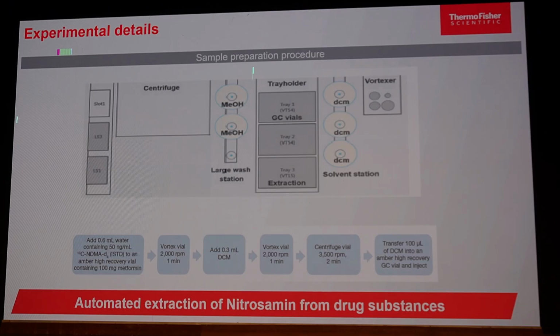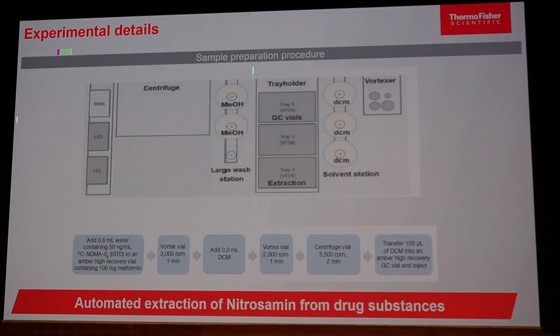The workflow is the same as what we have seen for metformin. We add 0.6 ml of water to a vial containing 100 mg of metformin. We vortex it at 2000 rpm for 1 minute. Then we add 0.3 ml of dichloromethane and vortex again so that it mixes and extracts all the nitrosamines into dichloromethane. After that, we centrifuge this vial at 3500 rpm for 2 minutes. So the insoluble API and water are separated out, and from that we take only 100 microliters of dichloromethane and transfer it to another vial, so that we can directly inject.